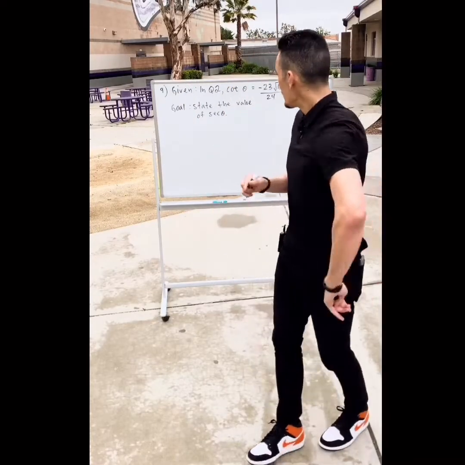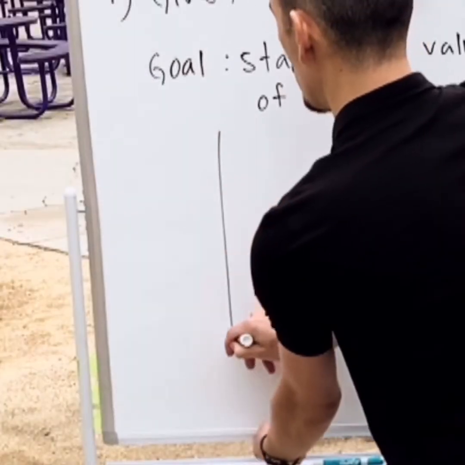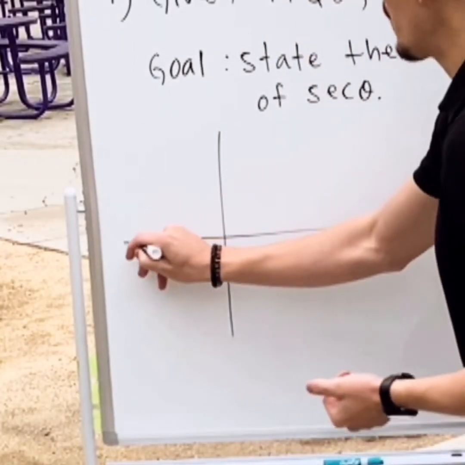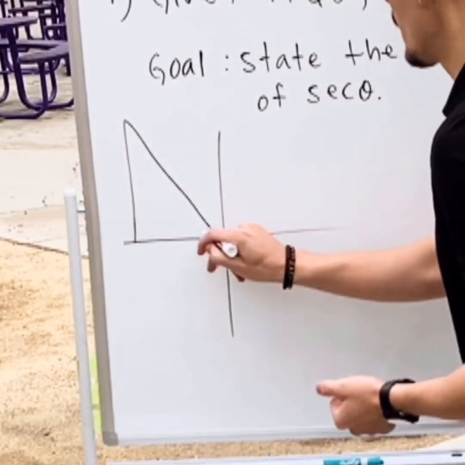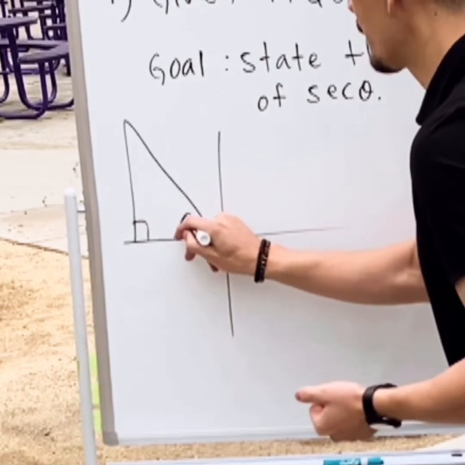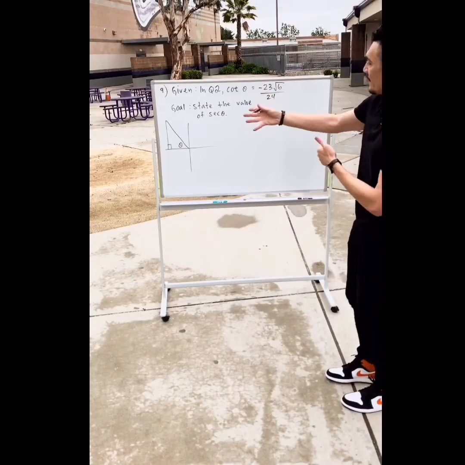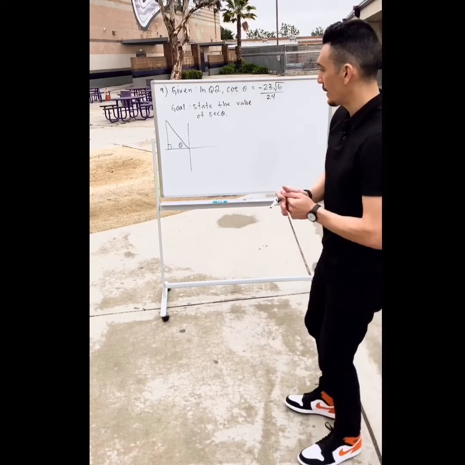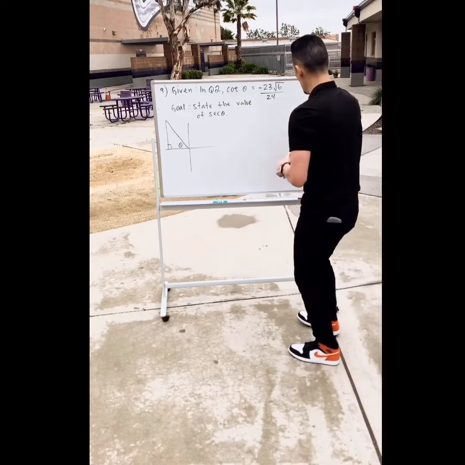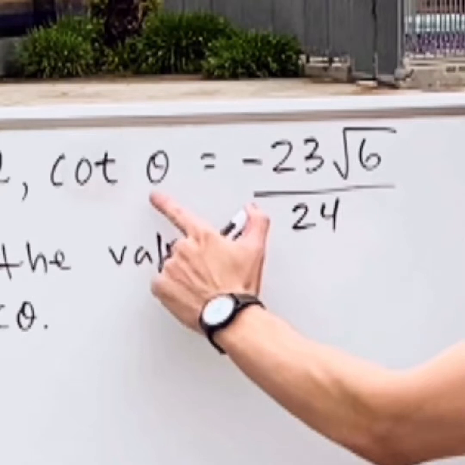Time in. So let's go to quadrant 2 and let's draw a right triangle accordingly. Something like that. And this is theta. Now we have to fill out the sides of this triangle. Now consider what's given to us. We are given that cotangent is this.